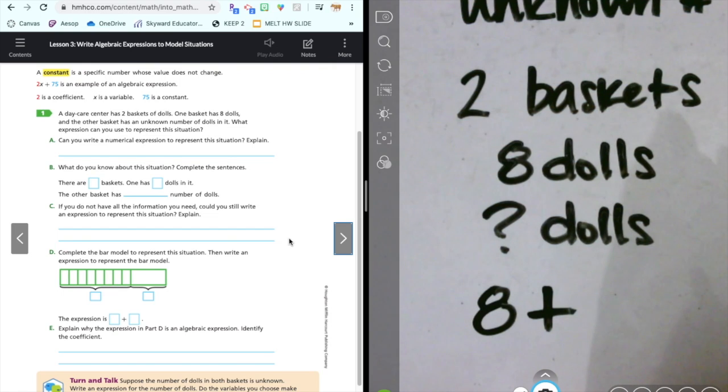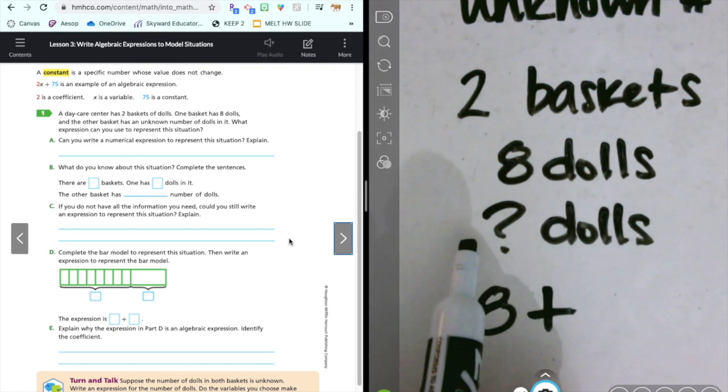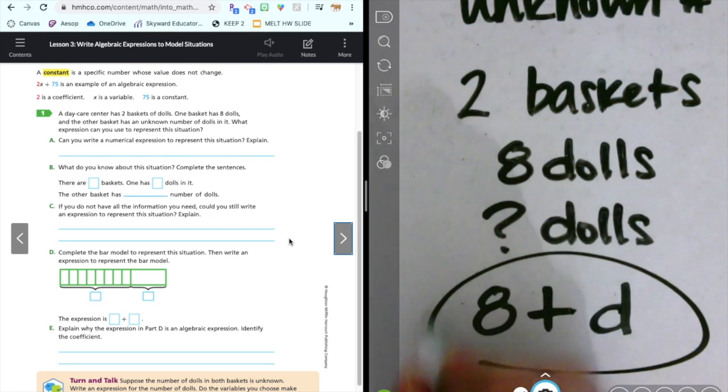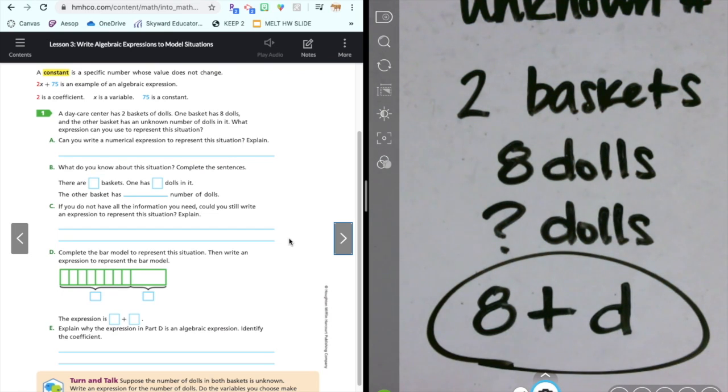Now that we're going to start algebra, we don't have to use question marks anymore. We're going to use variables. I'm going to go ahead and use the D variable. You can use any letter you want, D for doll here. I would maybe stay away from using the letter T because a T and a plus sign are very, very similar. All right, so this is our expression, 8 plus D. That's our first algebraic expression.